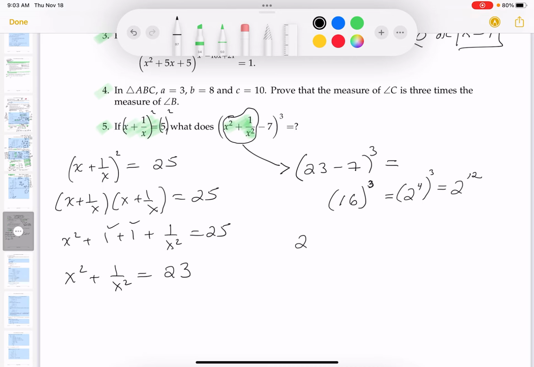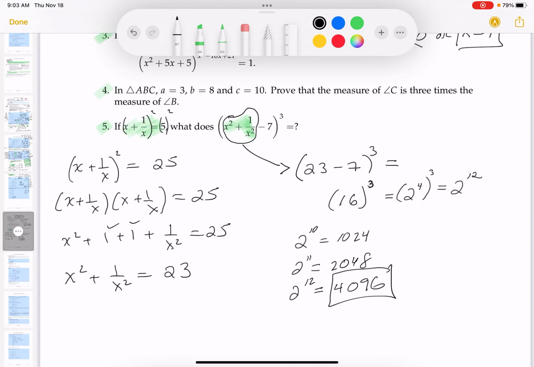2 to the 10 is 1024. Is that 1024? Let me see. 2 times 2 is 4, 8, 16, 32, 64, 128, 256, 512. Yeah, 1024. Now 2 to the 11th, I multiply by 2 now. That's going to be 2048. And 2 to the 12th, we'll check our key later, is going to be 4096.